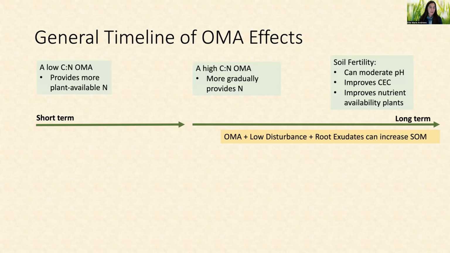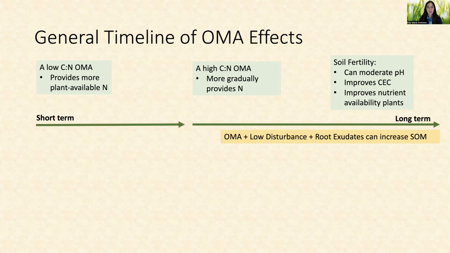In the short term, a low carbon to nitrogen ratio organic matter amendment, so that just means an amendment that's got, let's say, 20 parts carbon to 1 part nitrogen. So that would be relatively low. It might be compost, for instance. That's going to provide more plant available nitrogen than a high C to N ratio amendment, something like a mulch, where there's just really not a whole lot of nitrogen in wood chip mulch. That's going to more gradually provide nitrogen. It's not going to be a ton of it, just a little bit.